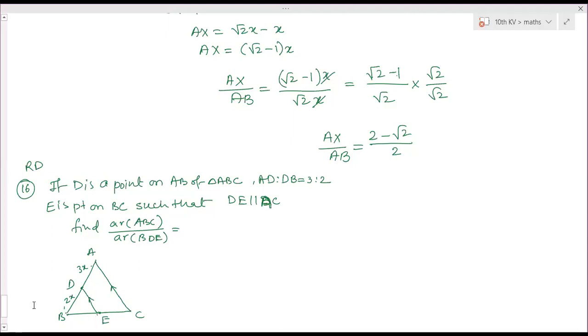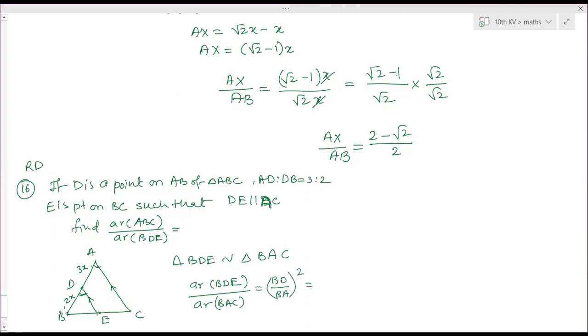So therefore, triangle BDE is similar to triangle BAC, where this angle corresponds to this angle. In place of D, A should come, B is common, and C should come. So area of BDE by area of BAC triangle is equal to BD by BA whole square.